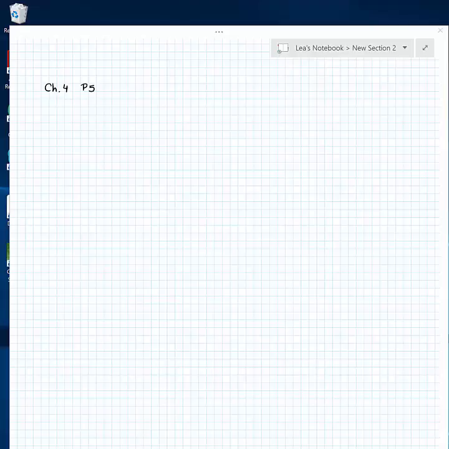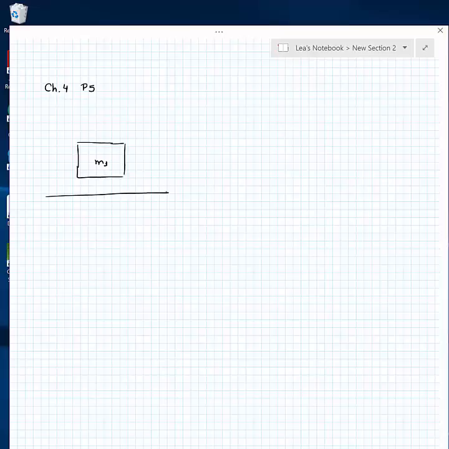Okay, so we are solving problem number 5 from chapter 4 of Giancoli 6th edition. The first problem is we have just one box that has mass m1. I'm going to put here the box with mass m1, and it's on top of a table, so it's touching this table. The first question is what is the weight of the box and what is the normal force acting on it because it's touching the table.